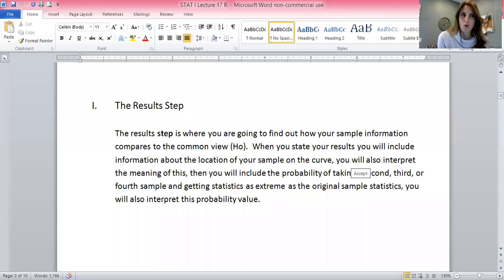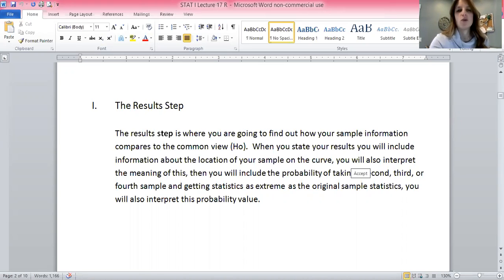So I'm going to share my screen so we can pull up the notes for today's lecture. So here we have lecture 17 notes, and I'm just going to talk about the result step. So the result step is what we're going to do is we're going to take some calculations to find out where the sample is in comparison to my curve. So if you think about it, the curve is centered at my null hypothesis, that's my H naught, and I'm going to find out where does my sample compare to that center.